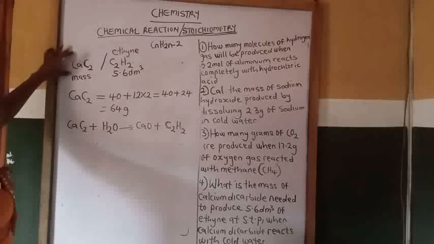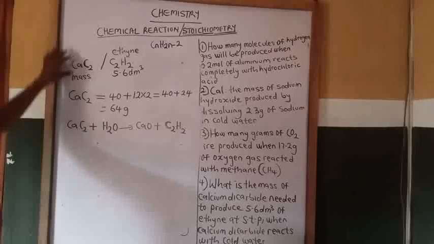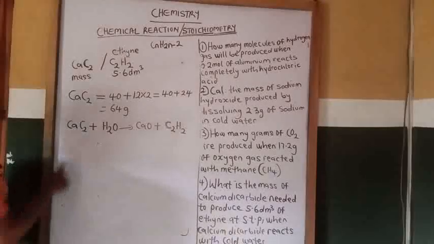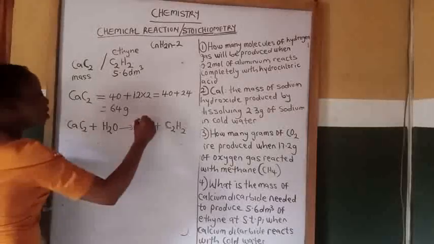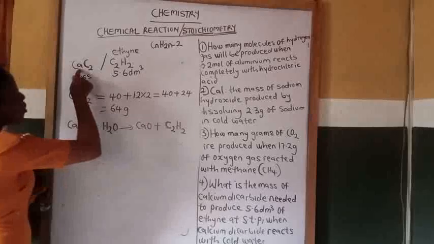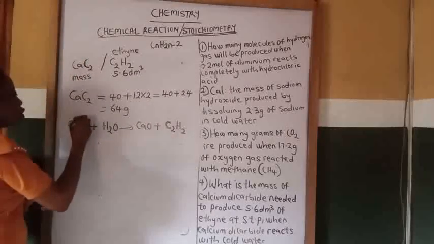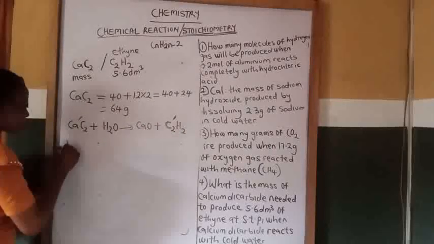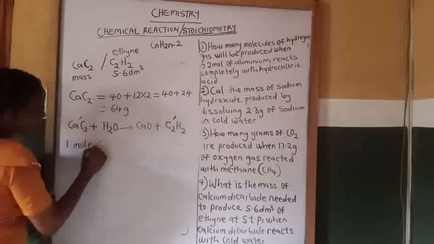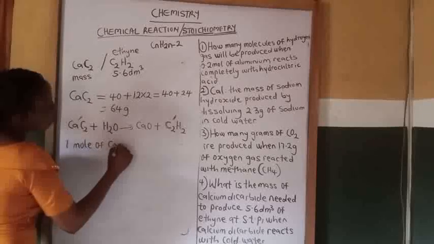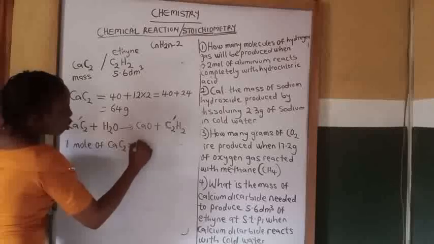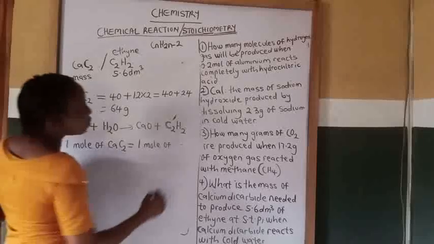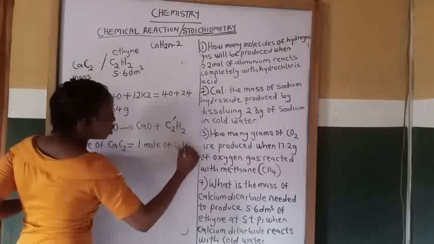Now let's bring out the number of moles of those substances that will be involved in the calculation. We need calcium dicarbide, then we need ethane. So therefore, 1 mole of calcium dicarbide produces 1 mole of ethane, that's C2H2.